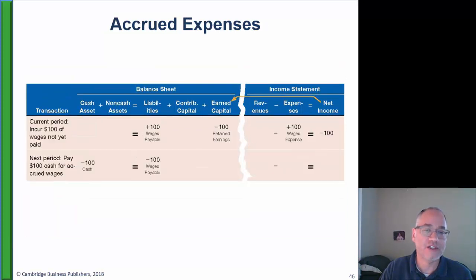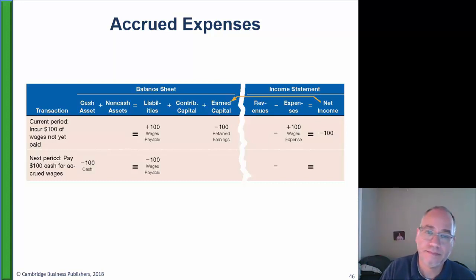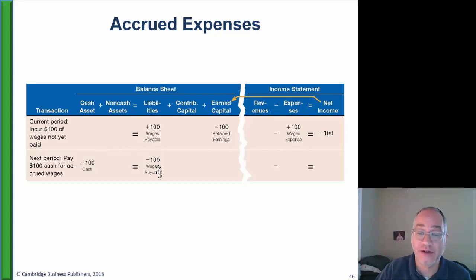A third type of accounting adjustment is what's called accrued expenses. This would be a situation where you have an expense but you haven't yet paid for it. So you have, let's say, wage expense and wages payable. By the income statement, you would record a $100 wage expense and you would book a $100 liability for wages payable. Then, when you pay the cash, as you pay your employees, you take the $100 out of the liability over here and you take it out of cash because you're paying it off.